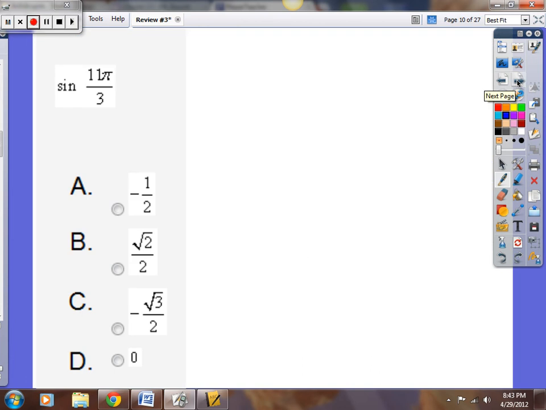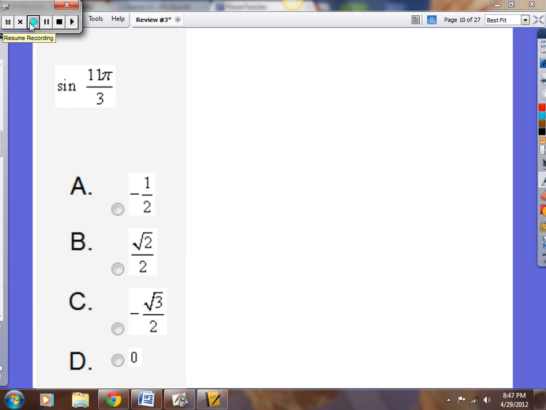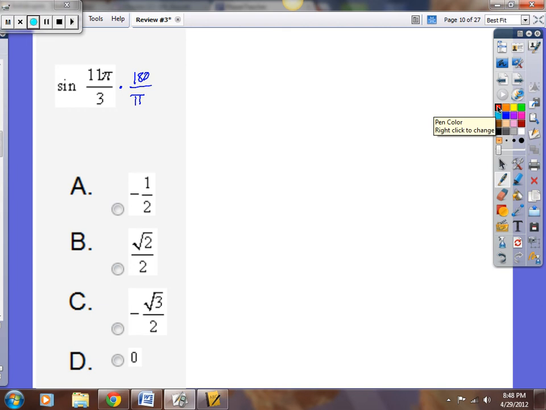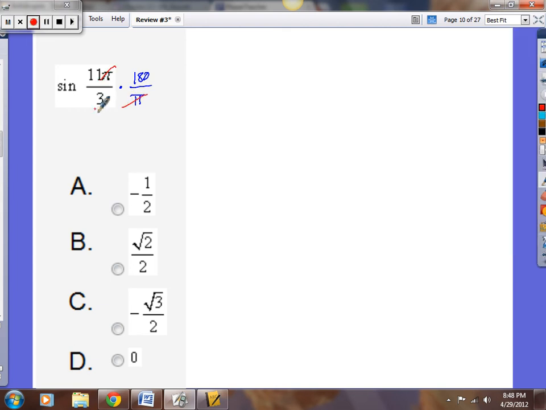Alright, sine of 11 pi over 3. Another radians. This is one we're just barely getting into. So first of all, the sine of 11 pi over 3, let's change it to degrees and see if that is going to be either the 45-45-90 triangle or the 30-60-90. So I'm going to times it by 180 over pi. Okay, my pi's are going to cancel, and I'm going to cross cancel this guy. 180 divided by 3. I'm going to change that to a 1. I'm going to change that to a 60.